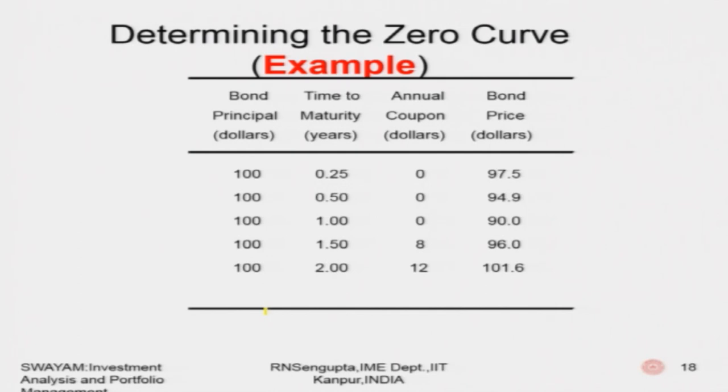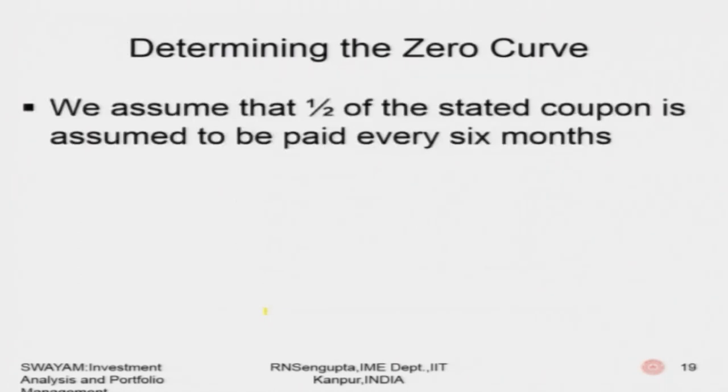So, I need to basically do the calculation based on the last set of information which is given, which is as this. We assume half of the stated coupon is paid every 6 months. So, if you remember that for 1.5 years and 2 years, the coupons were 8 and 12. So, in the first case, it will be 8 by 2 being paid, the coupons being assumed to be paid every 6 months, and in the next case, the last row was for 2 years duration, it was 12. So, 12 by 2 would be the stated coupon which is assumed to be paid after each 6 months.